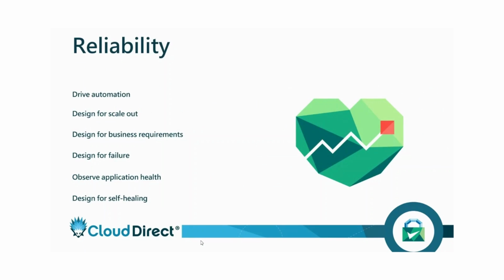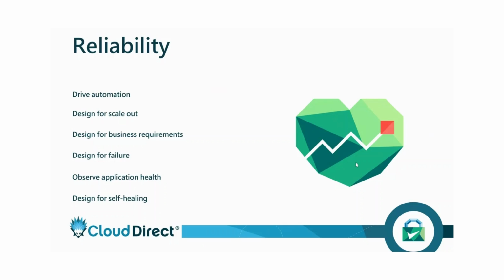So from a reliability point of view, what are some of the key things that we need to be looking out for? Driving automation. Still the leading cause of application downtime is usually human error. Minimize the possibility of that through automation, take the human element out of it. Designing for scale out, we want to be successful, we want our applications to be used, looking at the ability to apply horizontal growth to those services and how they will respond.